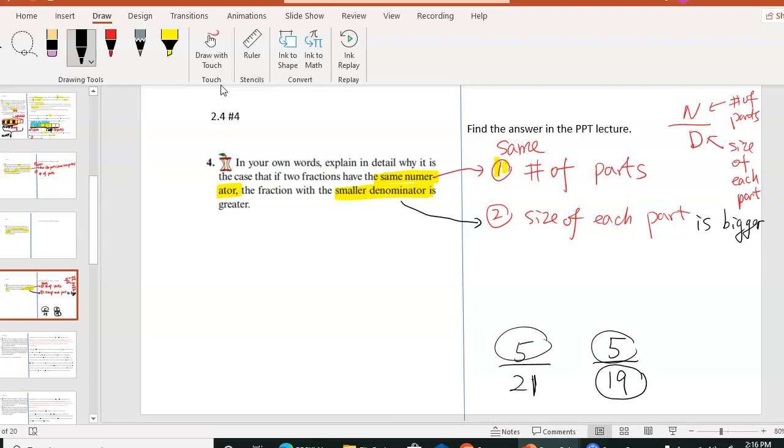So why is this fraction bigger than that? Because a smaller denominator makes a bigger fraction, because you get a bigger share. Okay, so that's how we answer number 4. You just have to use your own words to write your explanation. So again, you have to make sure you explain these two things.